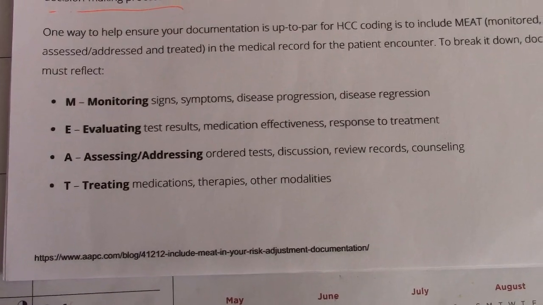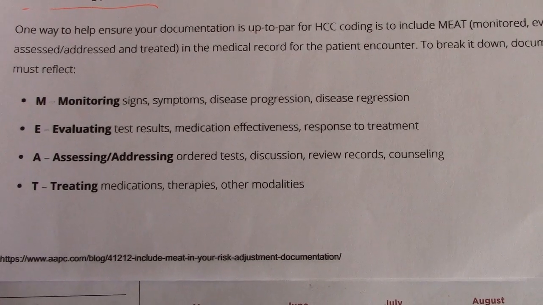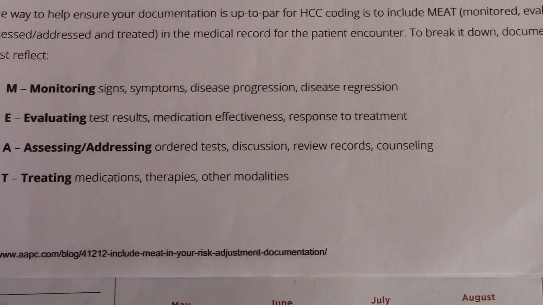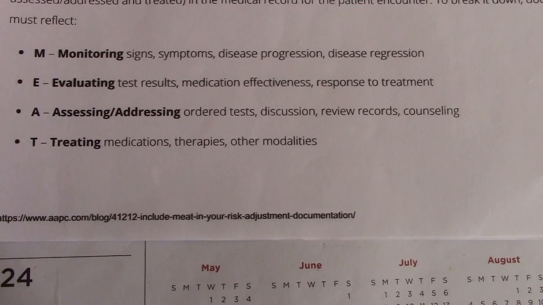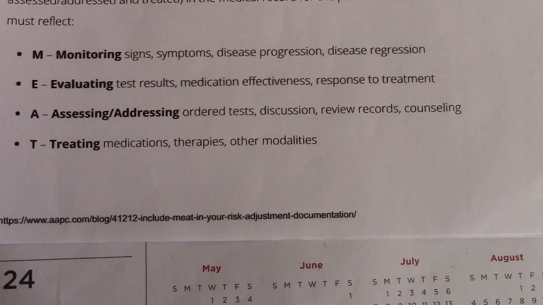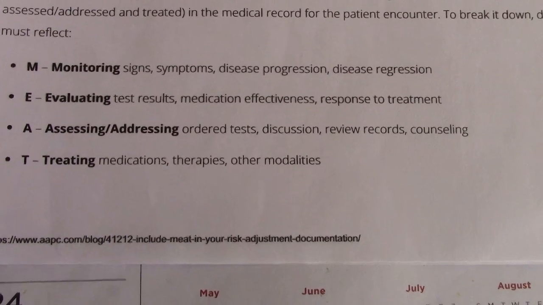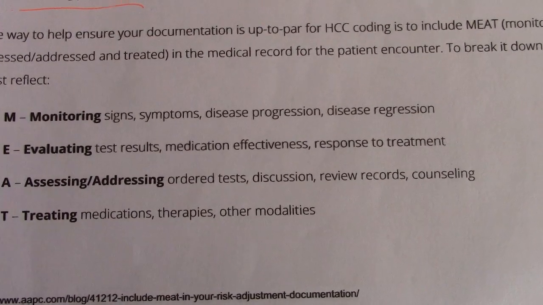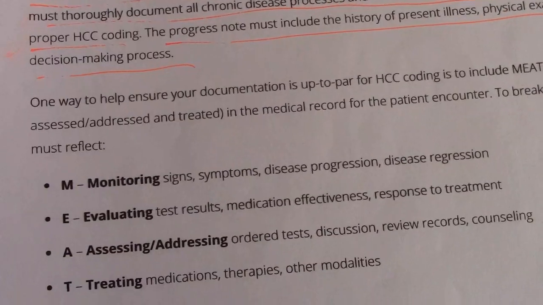So just like you had your previous SOAP notes, with MEAT, monitoring are your signs, your symptoms, your disease progression or your disease regression. Evaluating are your test results, your medication effectiveness, response to treatment. Assessing and addressing are your orders, your tests, your discussion, your reviews of your records, and your counseling. And then treating are your medications, your therapies, and other modalities. So you have your MEAT that you look for in your risk adjustment.